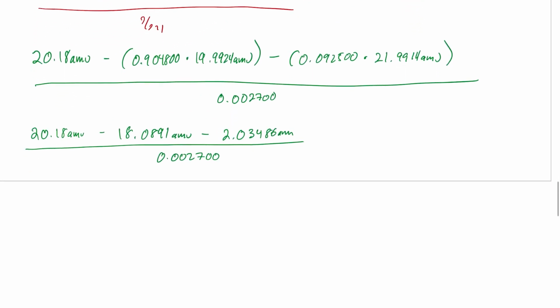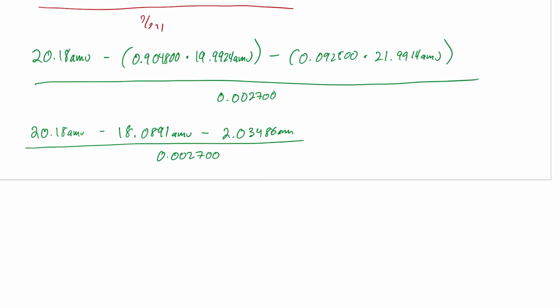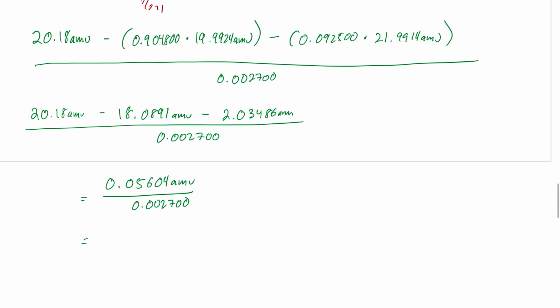Okay, so now all of the units are in the same unit. We can subtract everything, and what we are going to get is 0.05604 AMU, all divided by 0.002700. Okay, perfect. If we divide this through, our final answer is going to be 20.67896 AMU. Alrighty, and that's it.